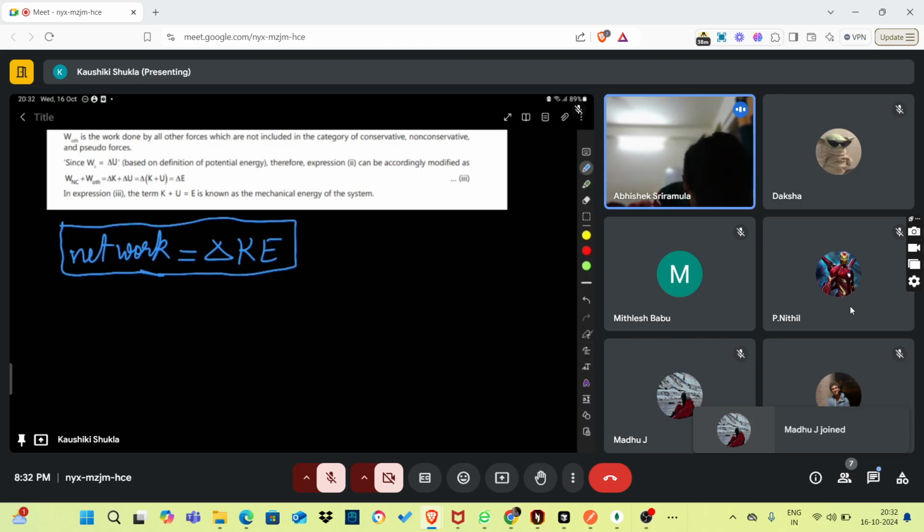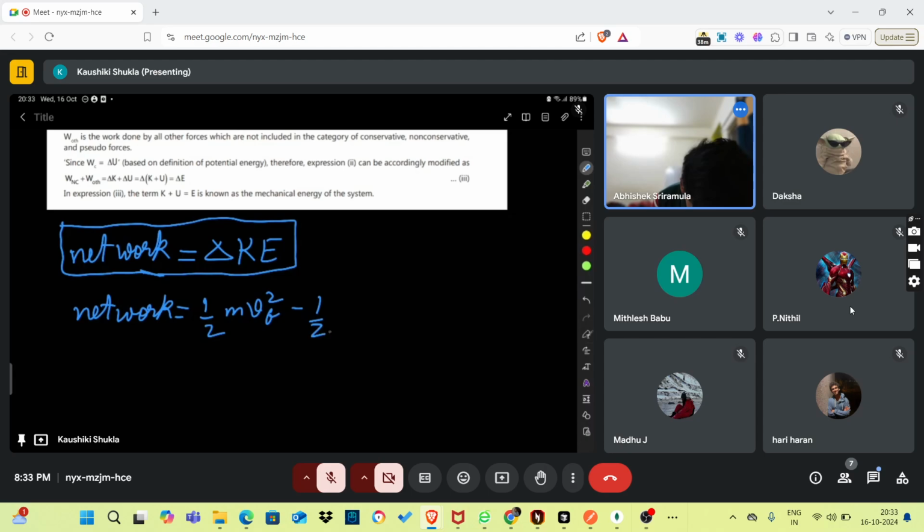And why is this so important? Because net work is equal to half m v final square minus half m v initial square. So the reason it is very important is that there are certain equations in mechanics that are very important, and one of them is this work energy theorem, and the other one is energy conservation. That is just a simplified version of work energy theorem, and the other one is momentum conservation.